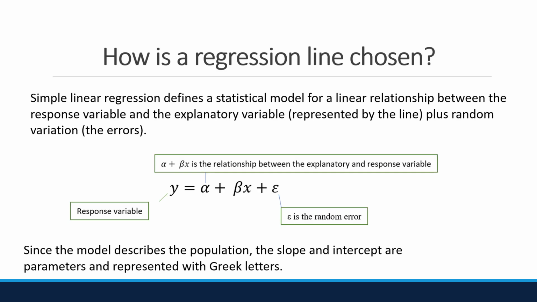Simple linear regression defines a statistical model for a linear relationship between the response variable and the explanatory variable represented by the line, plus random variation, the errors. The statistical model is given by the following. Here, y is the response variable. Alpha plus beta x is the relationship between the explanatory and the response variable, and epsilon is the random error. Since the model describes a population, the slope and intercept are parameters represented with Greek letters.